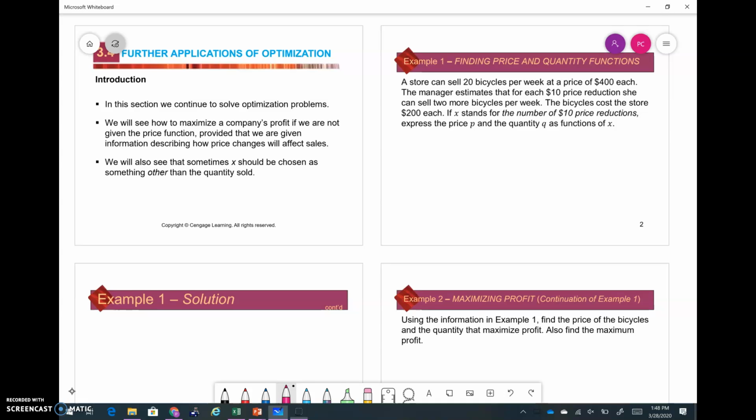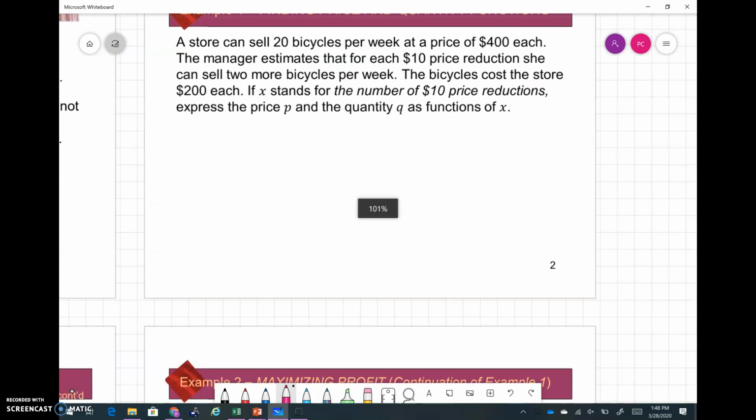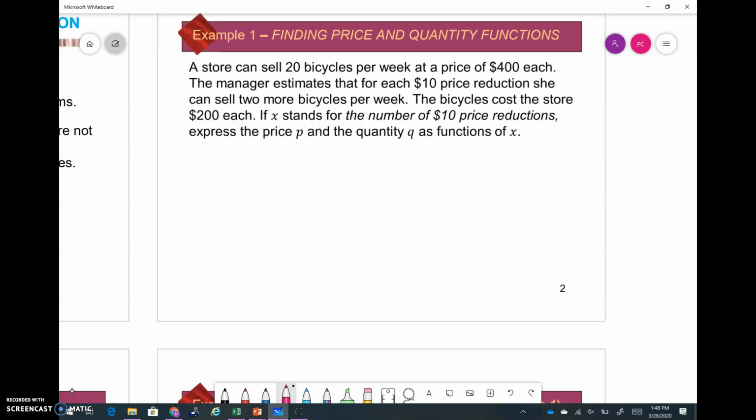Looking at example 1, we see that a store can sell 20 bicycles per week at a price of $400 each, and the manager estimates that for each $10 price reduction, she gets to sell 2 more bikes. The bicycles cost the store $200 each. We want X to stand for the number of $10 price reductions. And for this example, we want to find the price P and the quantity Q as functions of X.